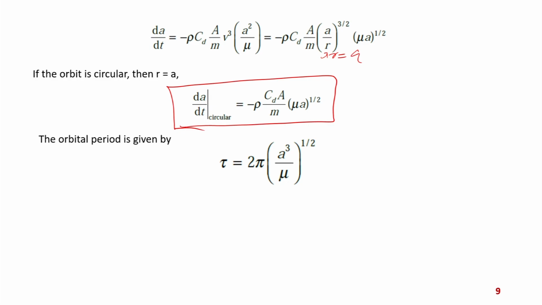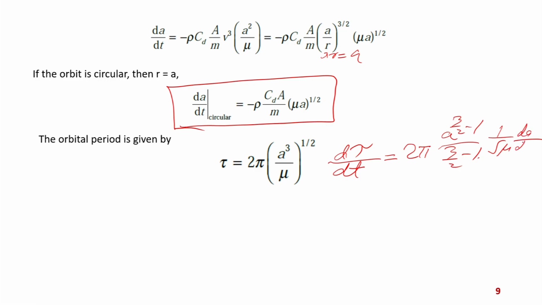Now, if I differentiate it, d tau by dt, then I will be able to write this as 2 pi, then it will become a cube. So, it is a to the power 3 by 2 minus 1, and then this square root of mu will come out, and then I will have a da by dt. So, now I can put this, where tau is the period.